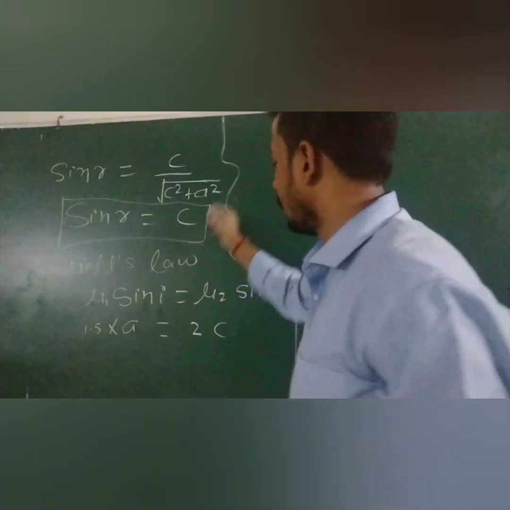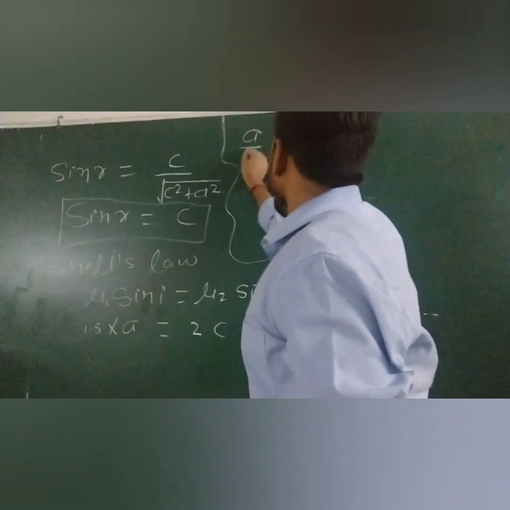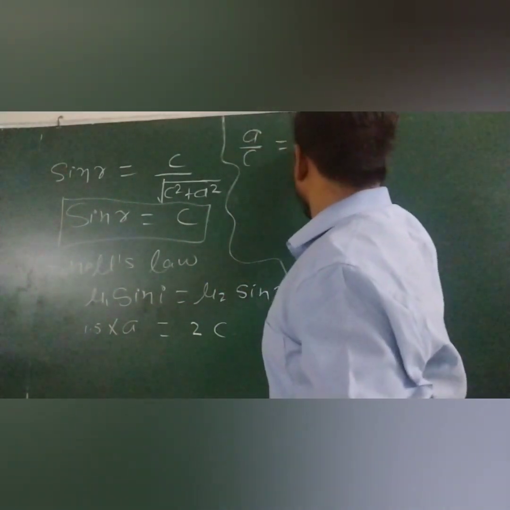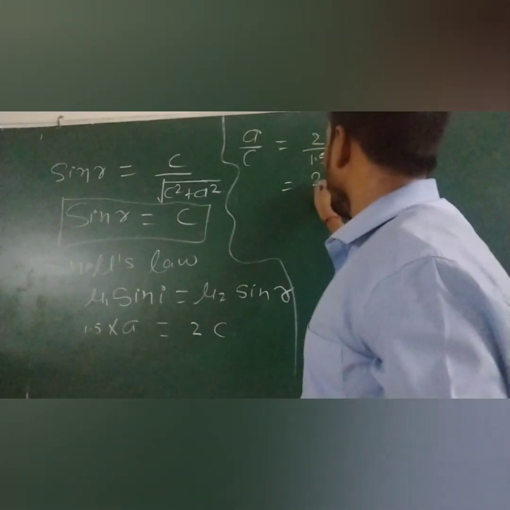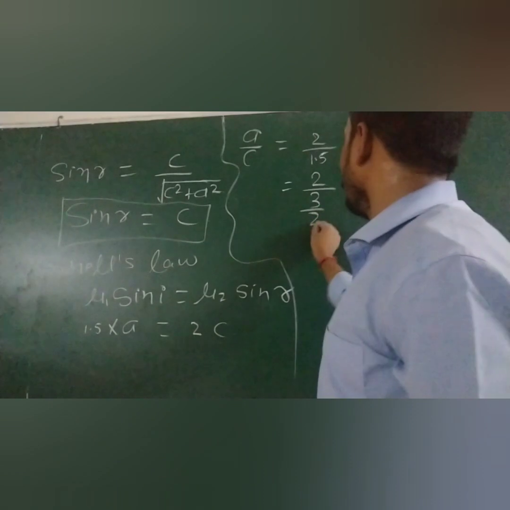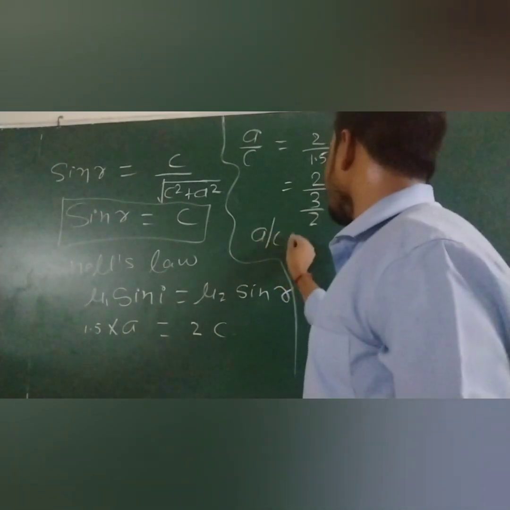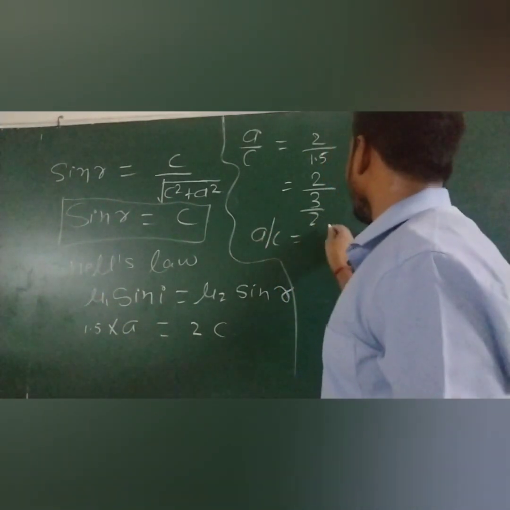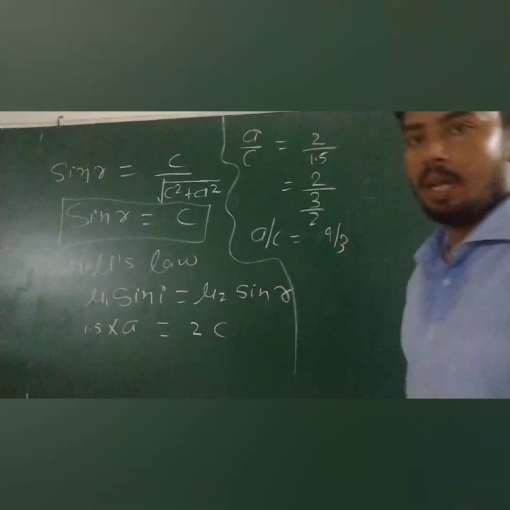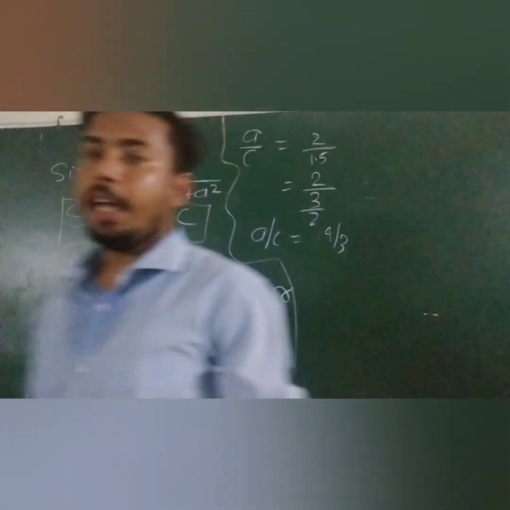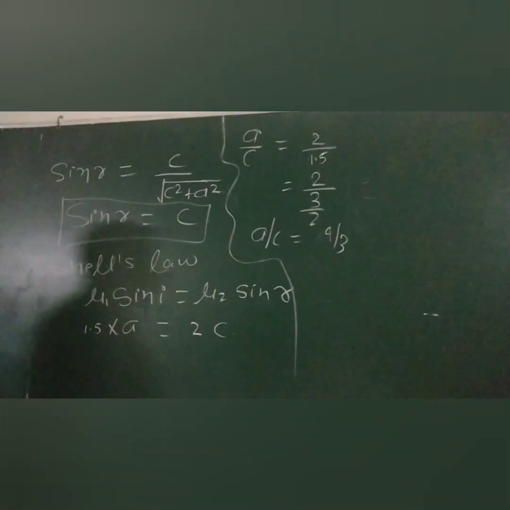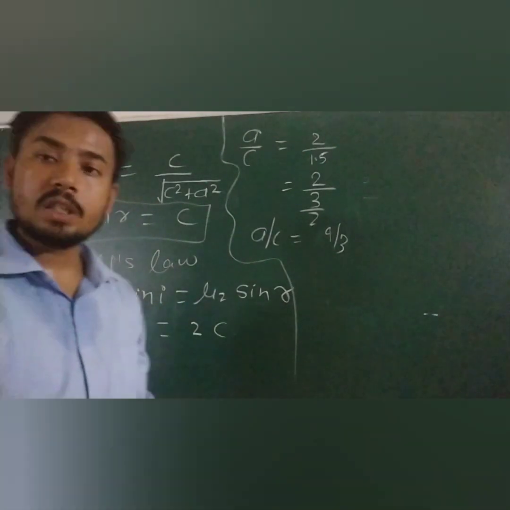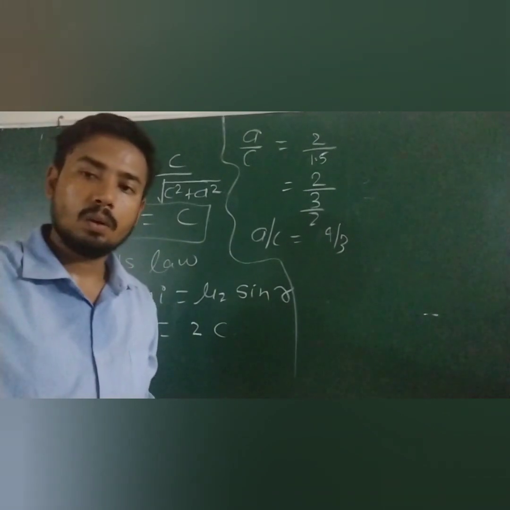So take this to this side. A by C is equal to 2 by 1.5, and we can write this as 2 by 3 by 2. So A by C is equal to 4 by 3. We got the answer: A by C is equal to 4 by 3. So this is another kind of question which is based on refraction.